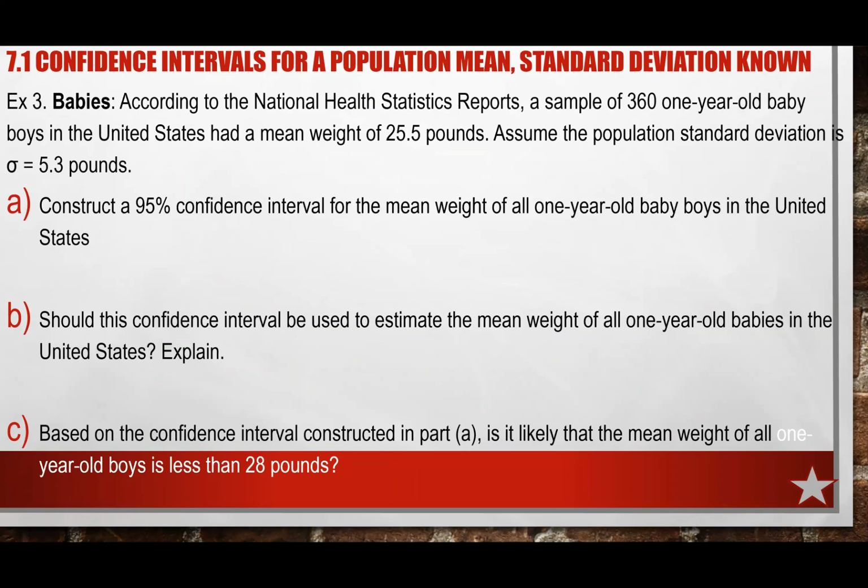Let's say that they give you this item. The title is babies. According to the National Health Statistic Report, a sample of 360 1-year-old boys, baby boys in the United States, have a mean weight of 25.5. Assume that the population standard deviation is 5.3. So we know that we have a population standard deviation. Everybody see that. And that will be a very key word in 7.2, where we don't know this, okay?